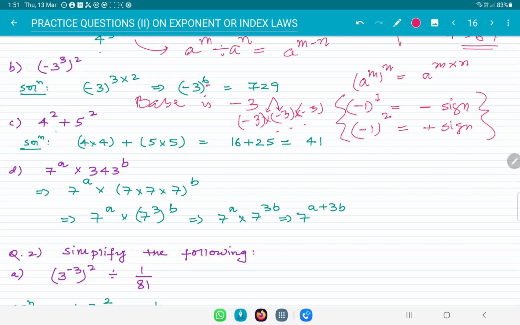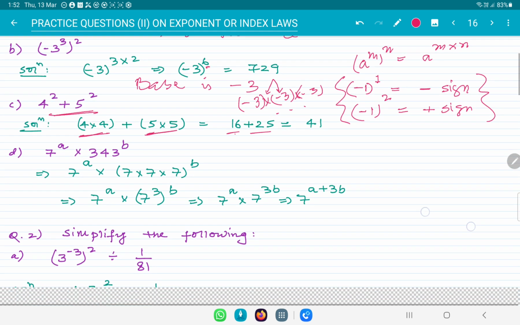Now the next question is 4 raised to the power 2 plus 5 raised to the power 2. We don't know any law which we can use here. So what you will do is: 4 raised to the power 2 is 4 into 4, and 5 raised to the power 2 is 5 into 5. So it will become 16 plus 25, which is 41.